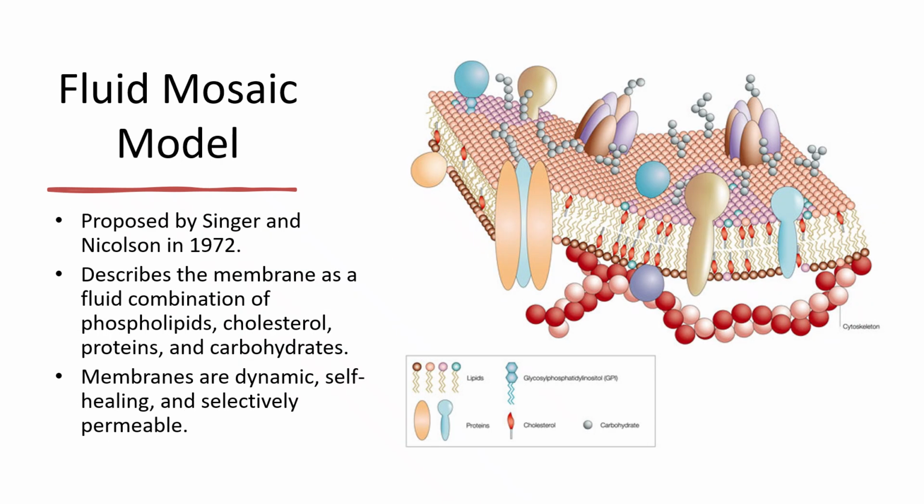The fluid mosaic model, introduced in 1972 by Singer and Nicholson, provides a framework for understanding the cell membrane. Picture a mosaic, many small pieces forming a complete picture. Now imagine those pieces floating in a fluid. That's your membrane, phospholipids and proteins drifting laterally within the bilayer. This flexibility supports the membrane's ability to self-heal, adapt, and maintain selective permeability.